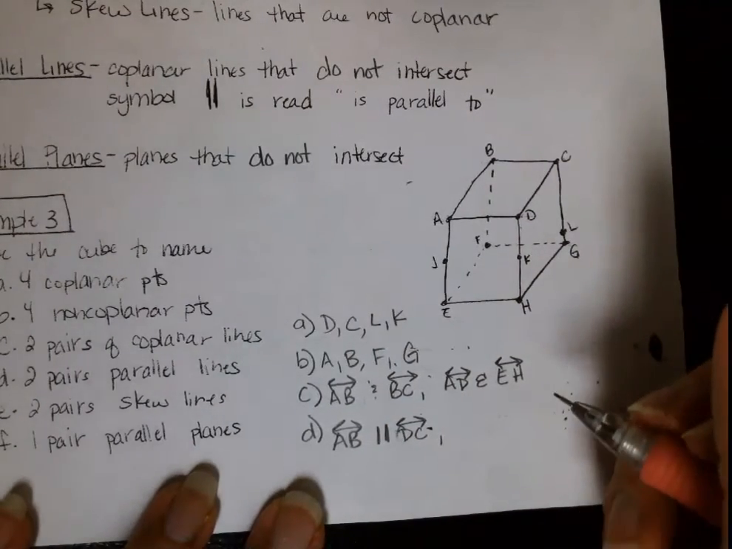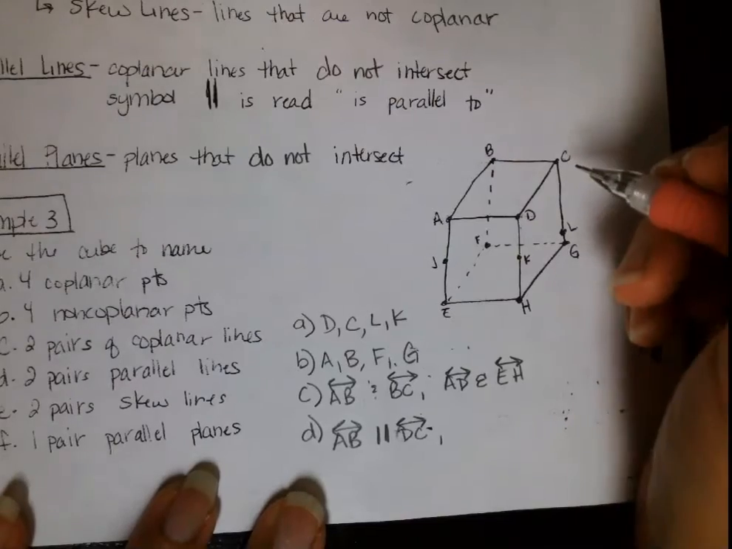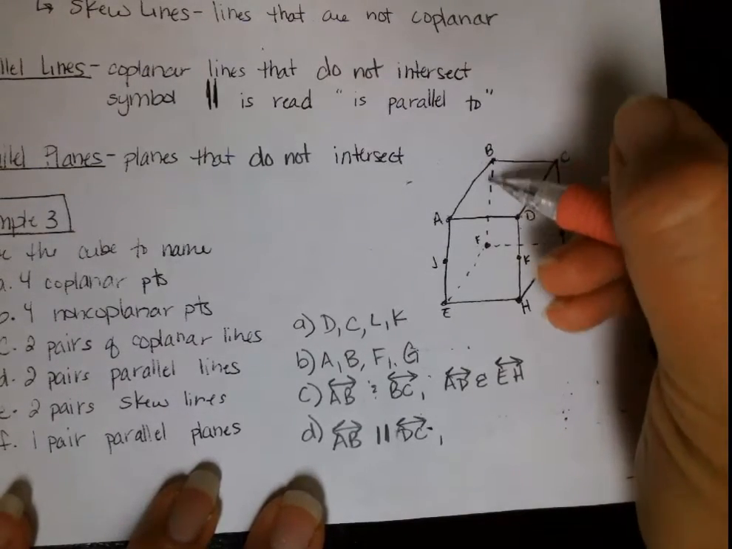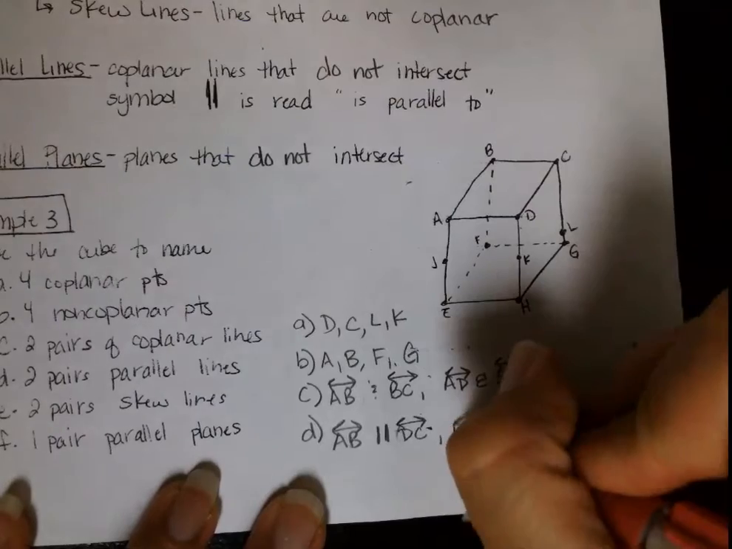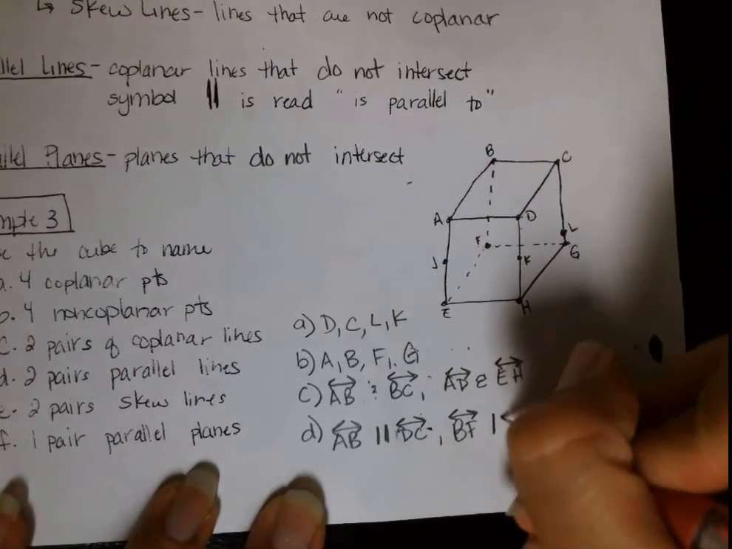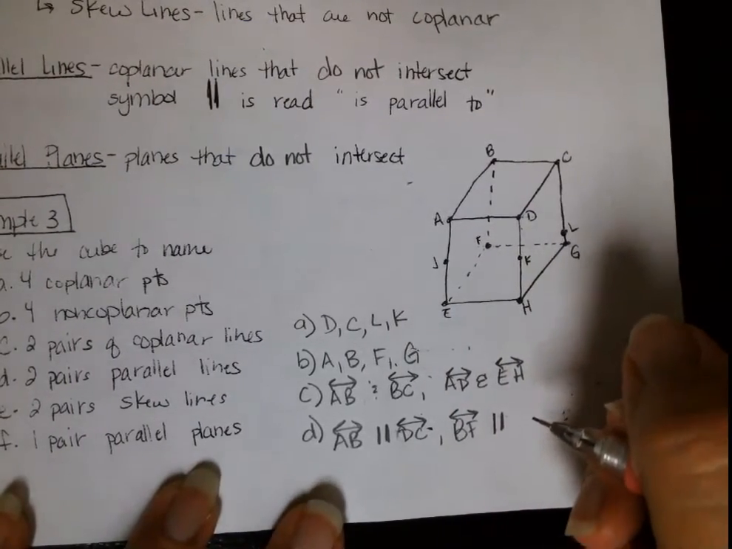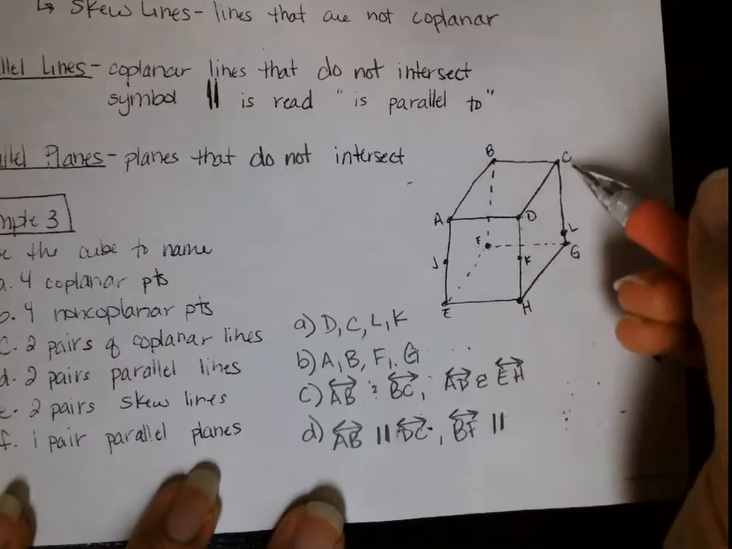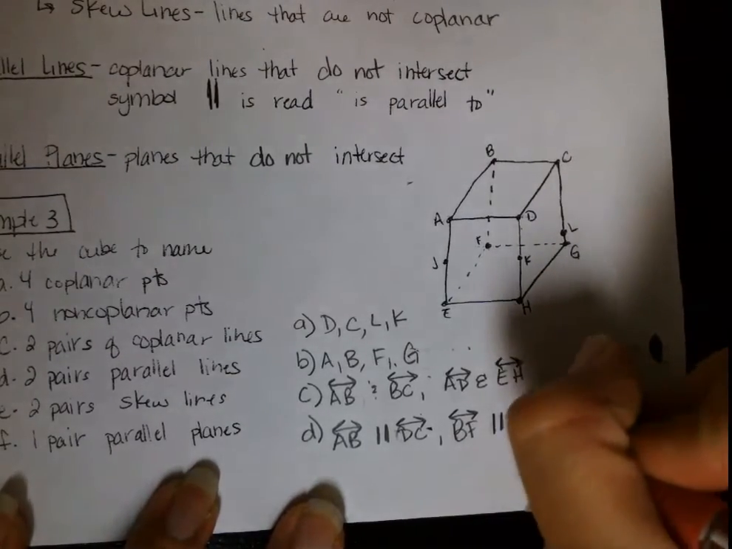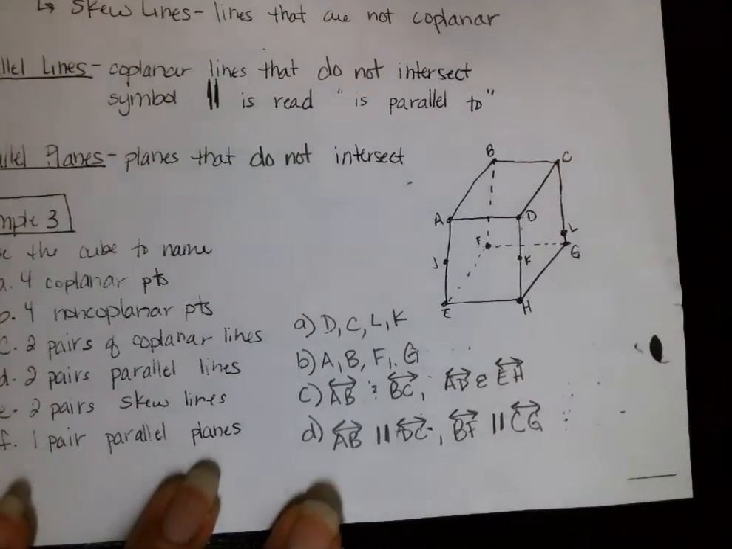And another set could be maybe BF. Yeah, let's do some vertical ones. Let's do line BF. So line BF is parallel to CG, line CG. Okay.